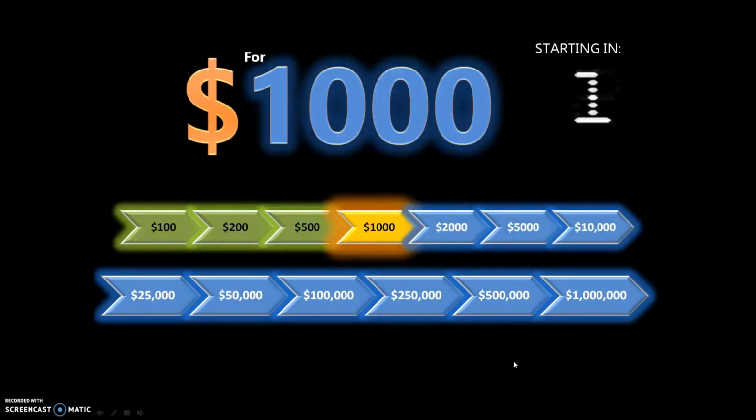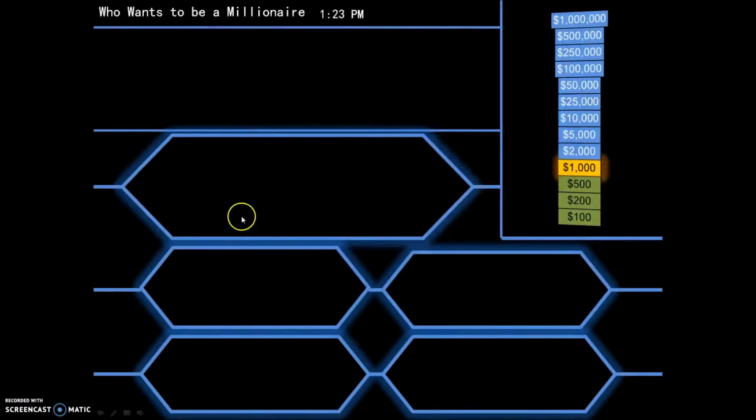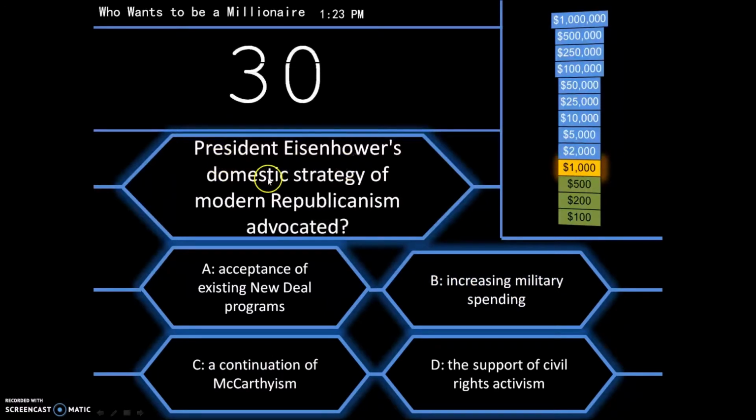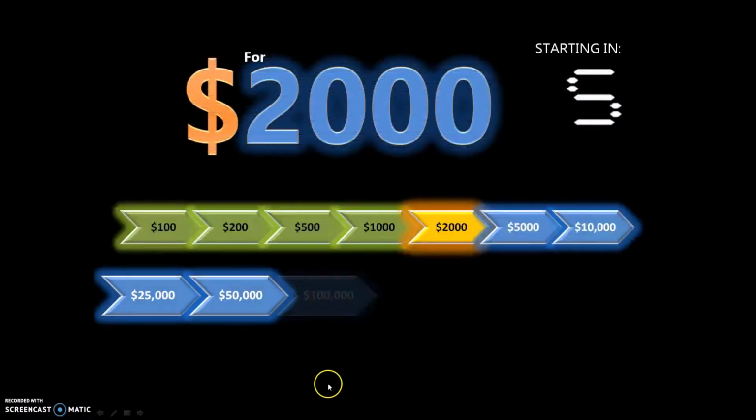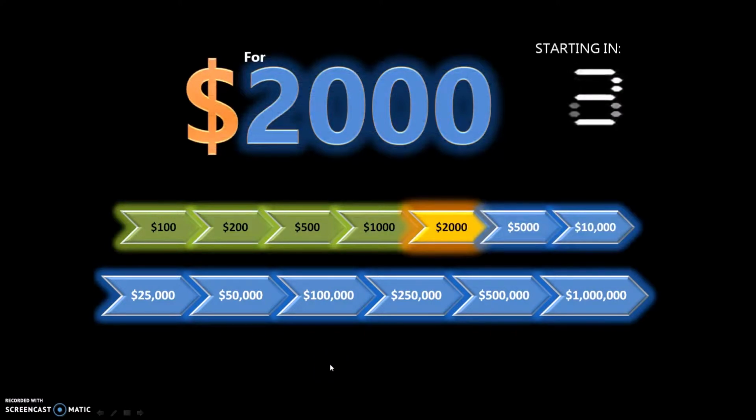Moving on to the fourth question. Get ready with this. President Eisenhower's domestic strategy of modern republicanism advocated A. Acceptance of the existing New Deal programs. B. Increasing military spending. C. A continuation of McCarthyism. Or D. The support of civil rights activism. And so this is his domestic policy. It's related to A, the acceptance of existing New Deal programs. If you are not familiar with modern republicanism, I highly suggest that you go back to that part in your book.